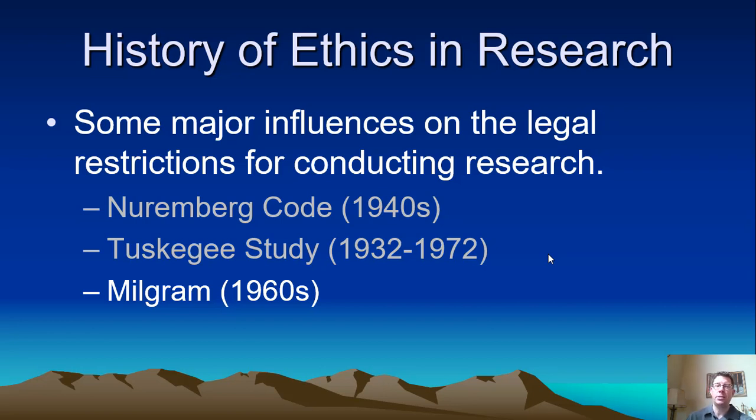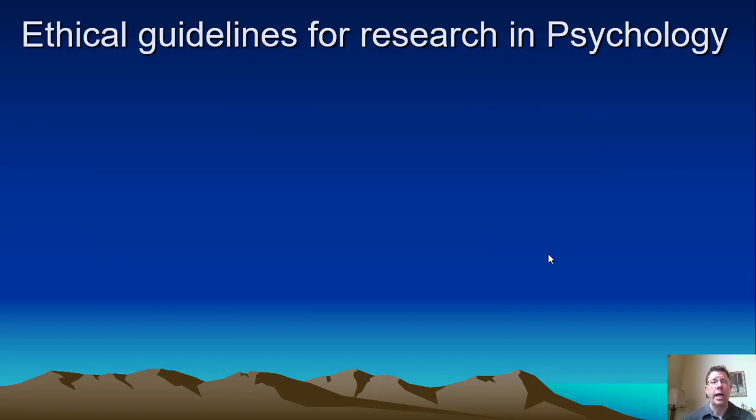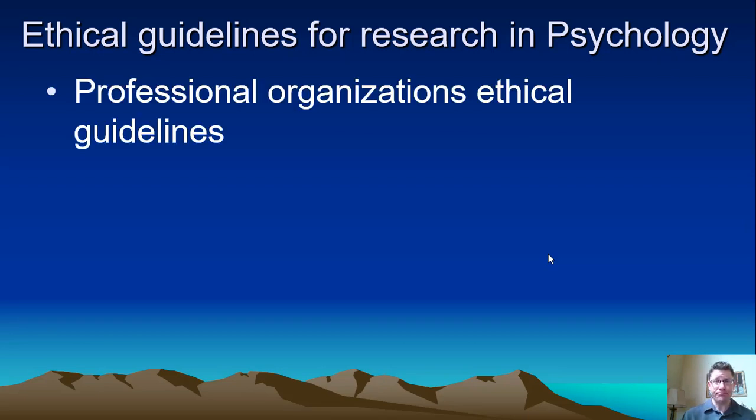But the question is, did you really have to put people through that much stress to get that information? So these unethical studies are the sources of our current ethical guidelines. And so who is protecting participants today? Where are ethical guidelines coming from to help protect participants?